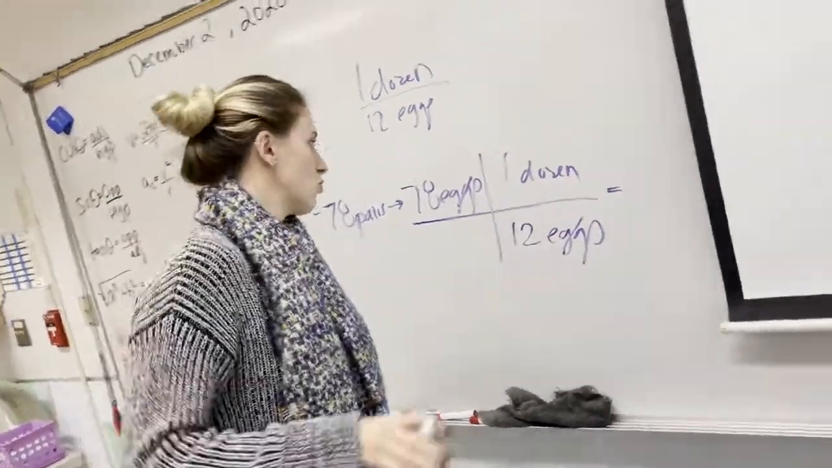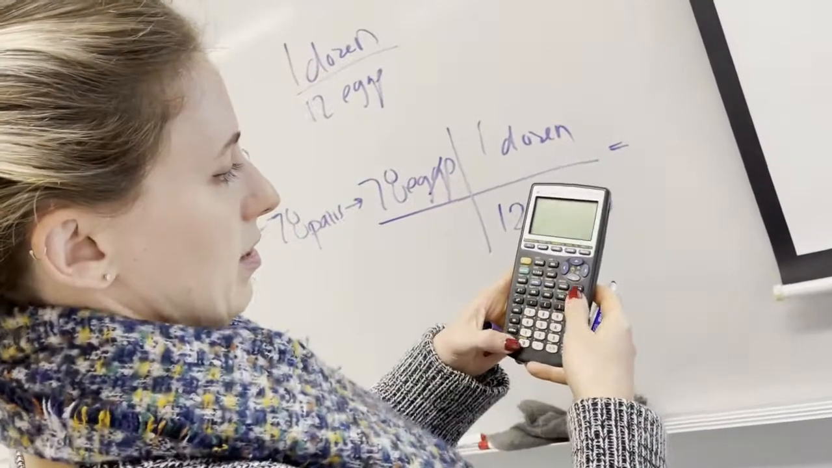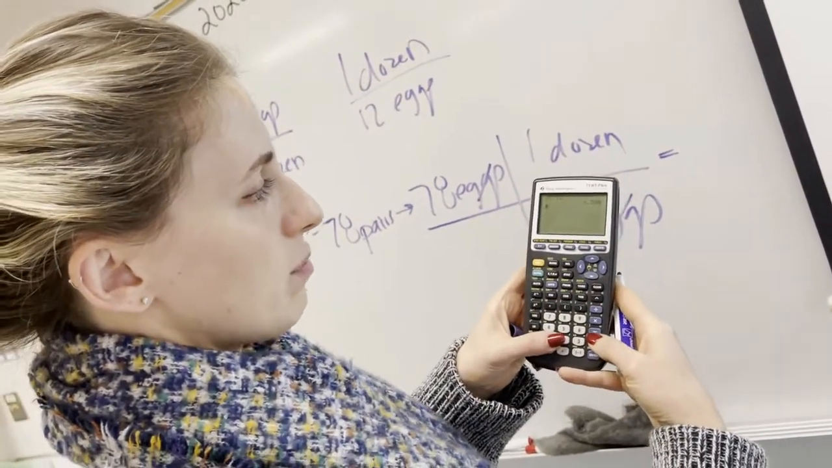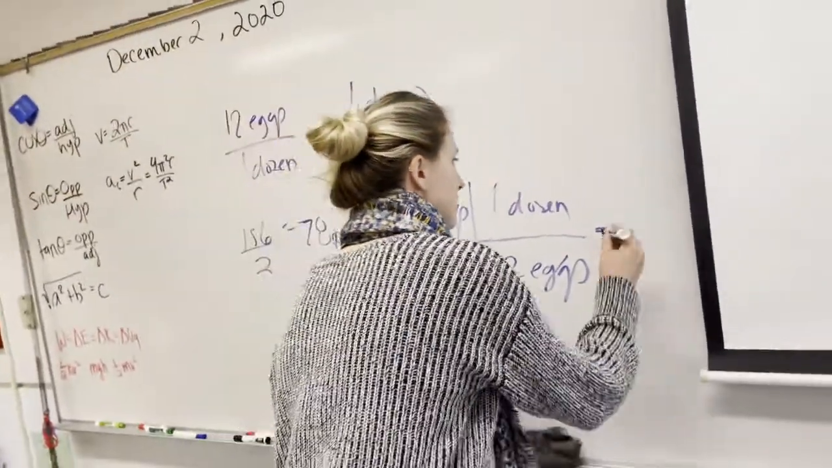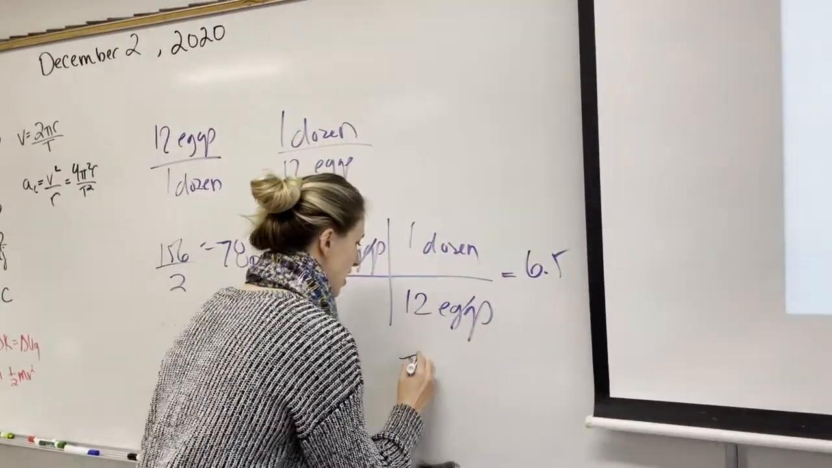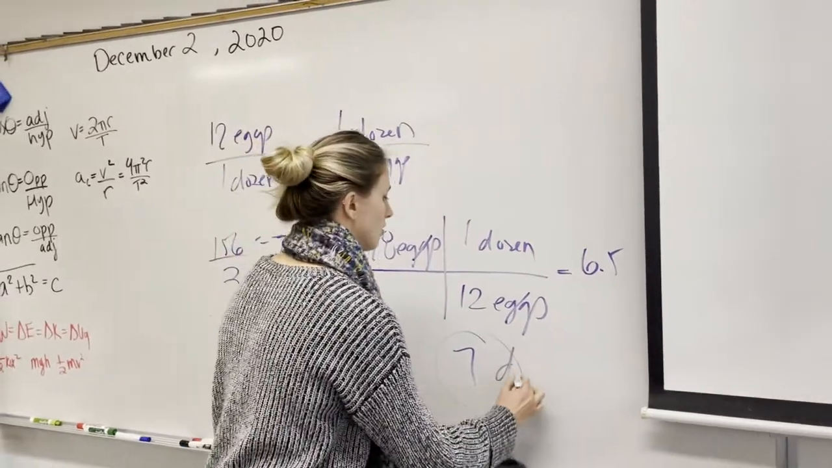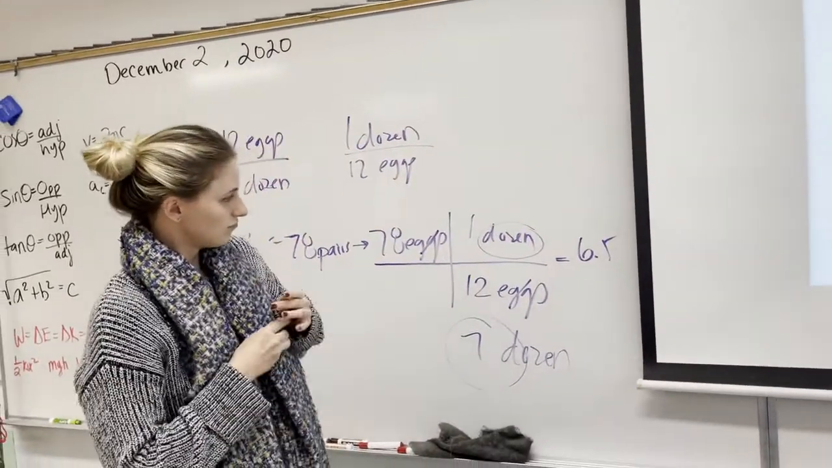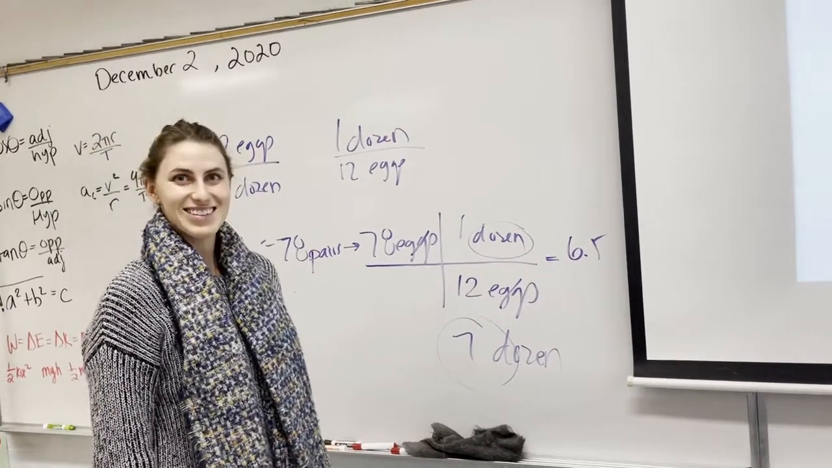78 divided by 12 is, can't do that one in my head. Me either. 78 divided by 12, and I get 6.5. So technically that's 6.5, but how many dozen eggs am I have to buy? 7 dozen. You're going to use 6.5, and you'll have how many eggs left over? 6. 6. Woohoo! Woo, that's it.